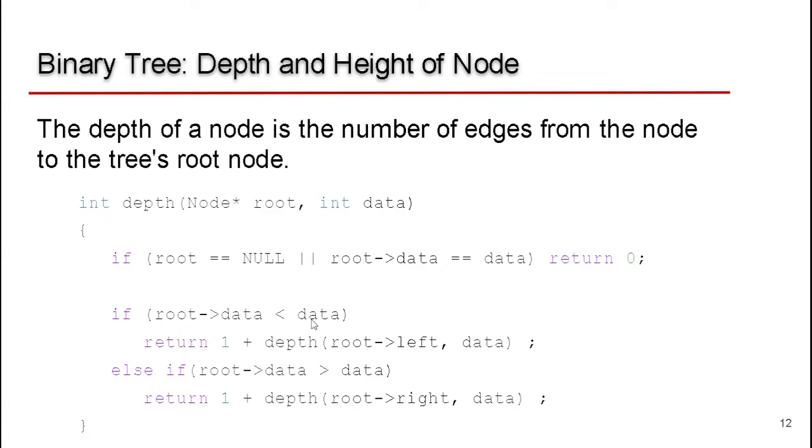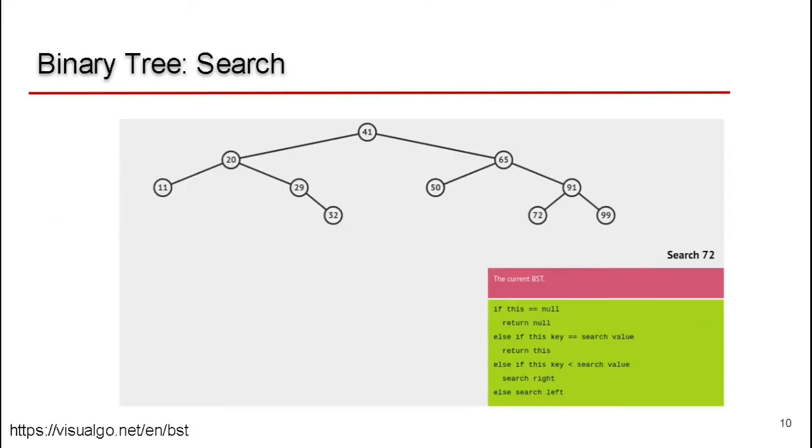So when the data you are searching for is bigger than the current node or the current root, then you should go to the right, again because this tree is ordered. We can consider that the tree we are using is already ordered, like the one I showed you here.